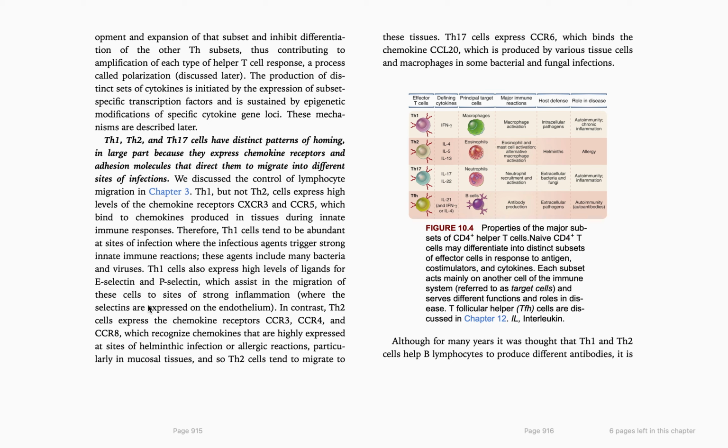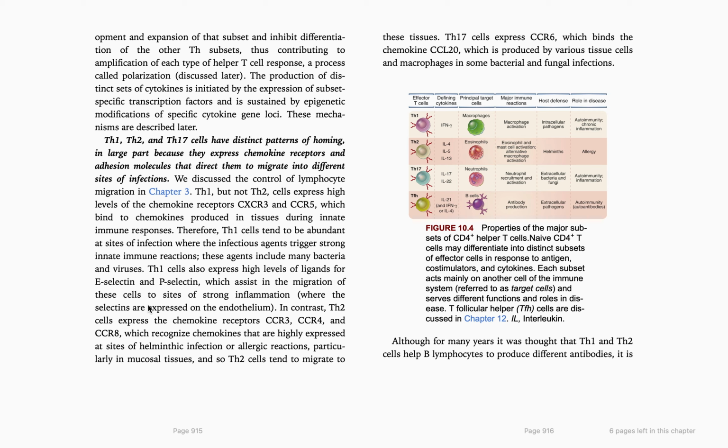In contrast, T helper 2 cells express the chemokine receptors CCR3, CCR4, and CCR8, which recognize chemokines that are highly expressed at sites of helminthic infection and allergic reaction, particularly in mucosal tissue, and so Th2 cells tend to migrate to this tissue. Th17 cells express CCR6, which binds to the chemokine CCL20, which is produced by various tissue cells and macrophages in some bacterial and fungal infections.